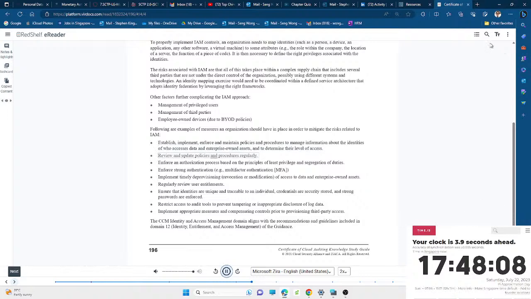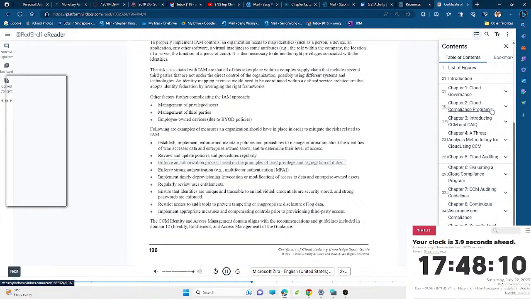Review and update policies and procedures regularly. Enforce an authorization process based on the principles of least privilege and segregation of duties. Enforce strong authentication, for example multi-factor authentication, MFA. Implement timely deprovisioning, revocation or modification of access to data and enterprise-owned assets. Regularly review user entitlements. Ensure that identities are unique and traceable to an individual, credentials are securely stored, and strong passwords are enforced. Restrict access to audit tools to prevent tampering or inappropriate disclosure of log data. Implement appropriate measures and compensating controls prior to provisioning third-party access.